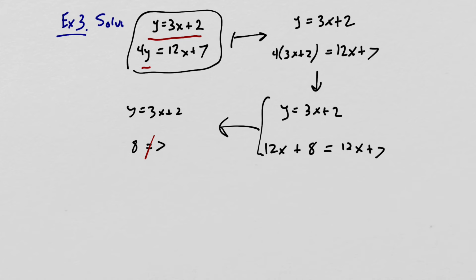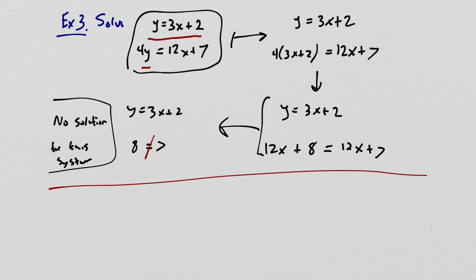So another way of looking at this problem is we can go ahead and graph what this system represents. To graph this system of equations, we're going to leave y is equal to 3x plus 2 alone, but go ahead and divide by 4 on both sides for equation number 2. So then we'll get y is equal to 3x plus 7 divided by 4.